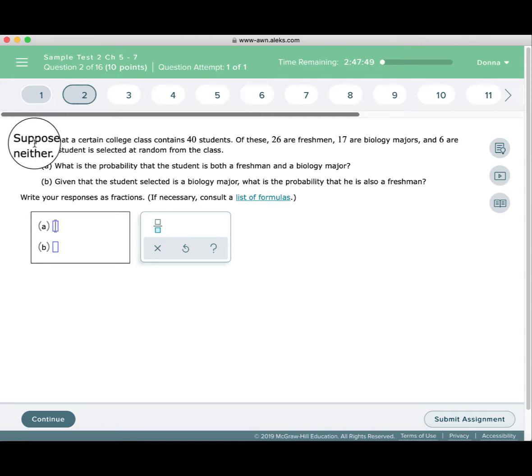In this example, we're asked, suppose that a certain college class contains 40 students. Of these, 26 are freshmen and 17 are biology majors and 6 are neither. A student is selected at random from the class. What's the probability that the student is both a freshman and a bio major? Given that the student is a bio major, what's the probability that he is also a freshman?